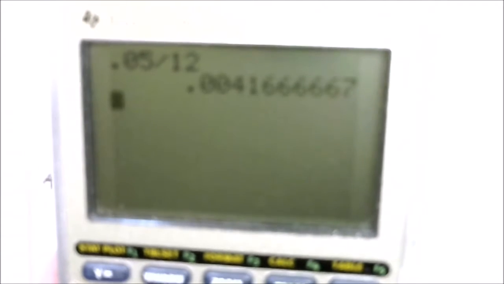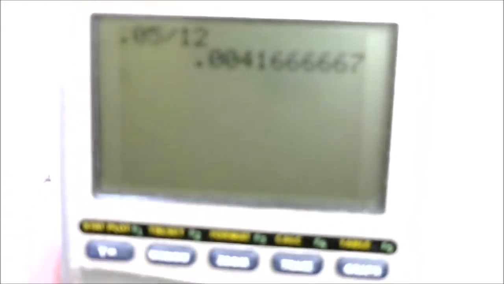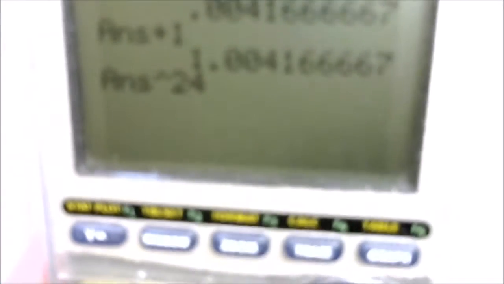So if we bring this up on the calculator, we can do 0.05 divided by 12. You could store that if you want. If you have the TI-84, then you can store that. Or let's just take it from here. So that number, and then we go back to plus 1, and then take it to the exponent of 24. So then we have that number. I'll just do plus 1. Enter. Take that to the exponent of 24. Hit enter. And then subtract 1.